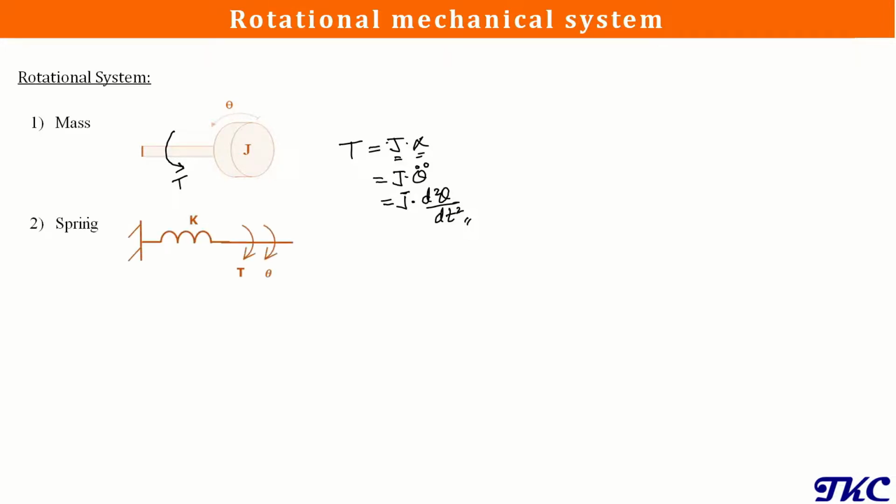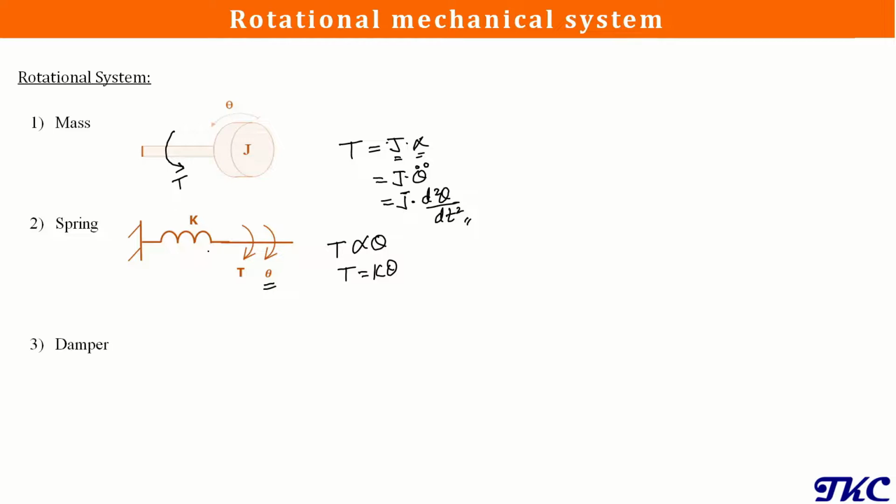Same way, let's discuss the spring. Here the spring will be a rotational spring. When we apply a torque, we will have a resistive torque. The torque offered by this spring will be proportional to the displacement, as we had in the case of the linear spring also. So torque is proportional to theta. When we remove the proportionality sign, it will be T equal to K theta. This is the torque contribution by this spring element.